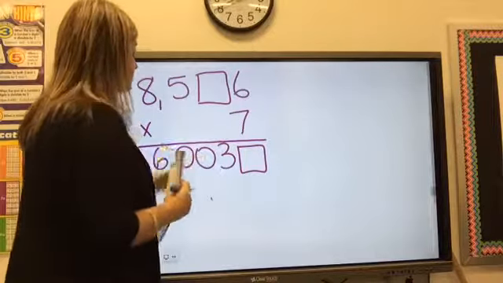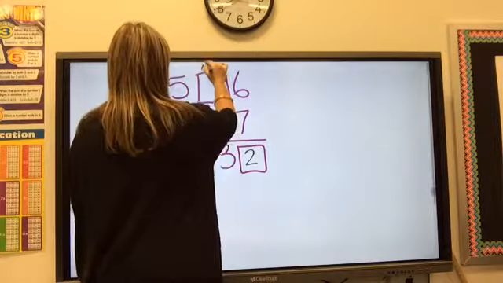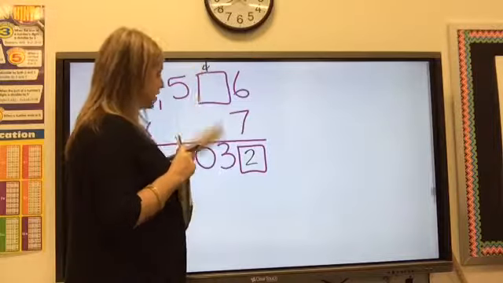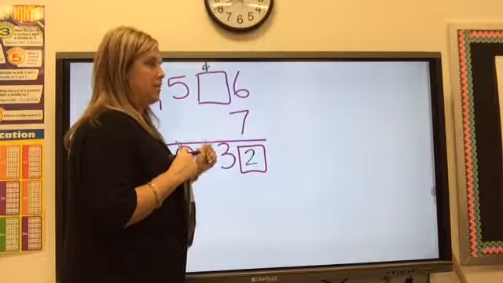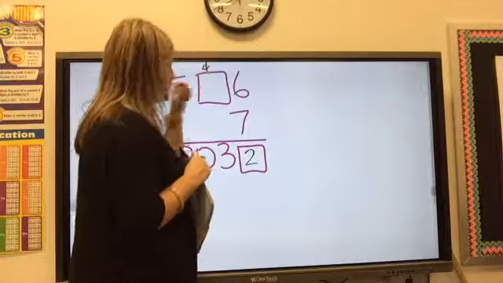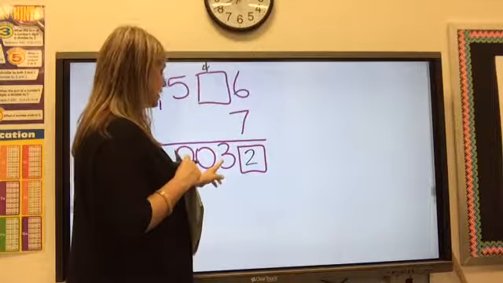All right, here we go. 6 times 7, that's pretty easy. That's 42. Carry my 4. So now we're going to look at this, and we're going to say 7 times something plus 4 is something 3. So what's 7 times 1? 7 times 1 is 7, plus 4 is 11. That's not going to work. 7 times 2, 14, plus 4, that's 18.